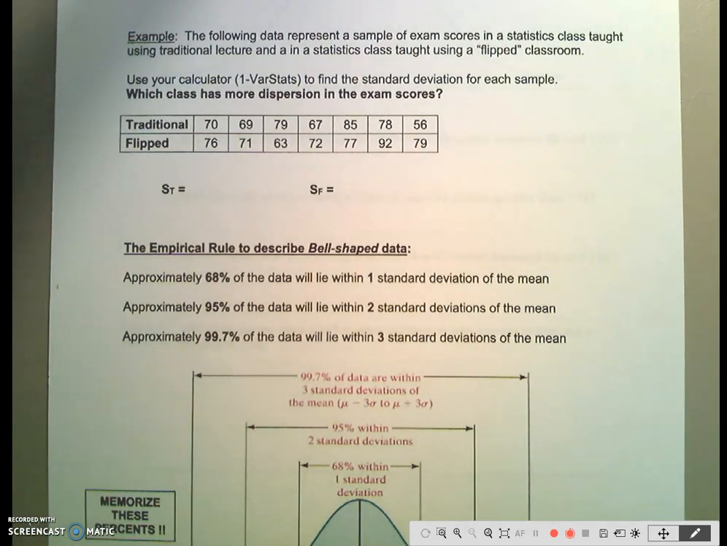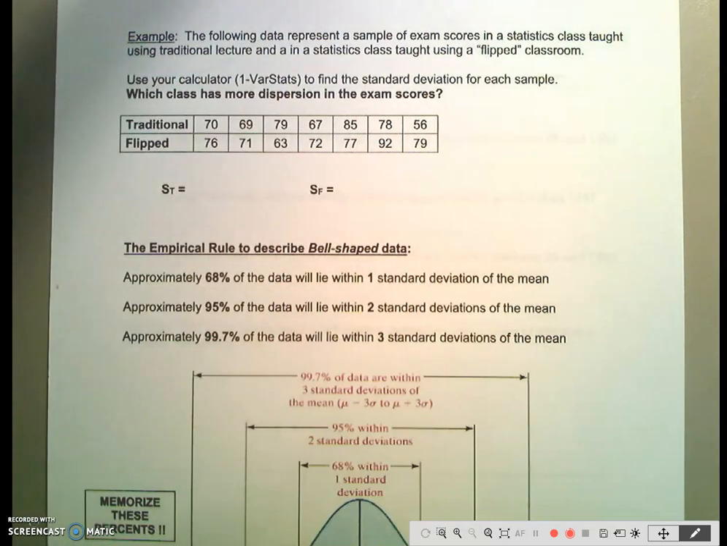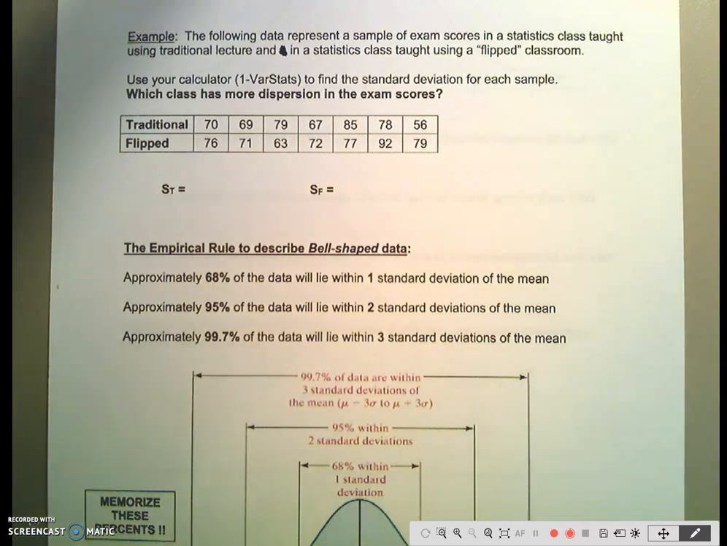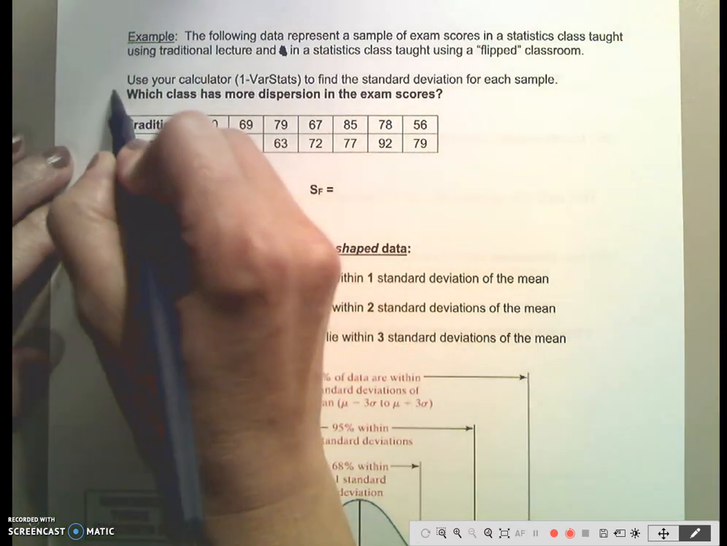All right, so let's try this one. The following data represent a sample, so they're both samples, of exam scores in a statistics class taught using traditional lecture and in a stats class taught using a flipped classroom. Flipped means you do your lectures outside of class and then you come inside class and do your homework and everything. So it's flipped, what you do in and outside of class. And I just want to know which class has more dispersion in the exam scores.